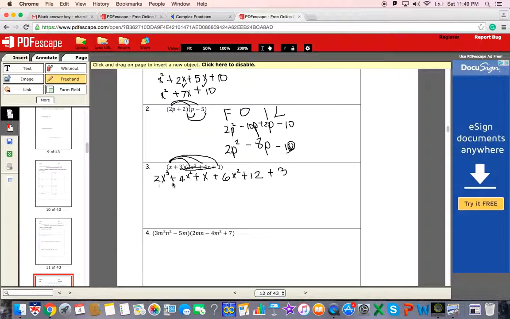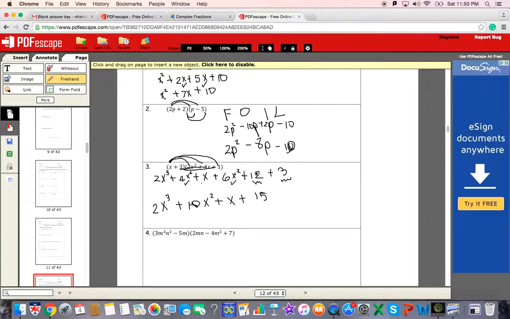All right, now it's time to look at like terms. There's nothing like the 2x cubed. I'm not going to waste one of my marks, so I'm just going to rewrite that. All right, but now we have 4x squared here plus 6x squared there, so it's plus 10x squared. Now a squiggly for the x's. Oh, there's only one, so I'm just going to rewrite it as plus x. And a squiggly for my 12 and my 3, those are like terms, plus 15.